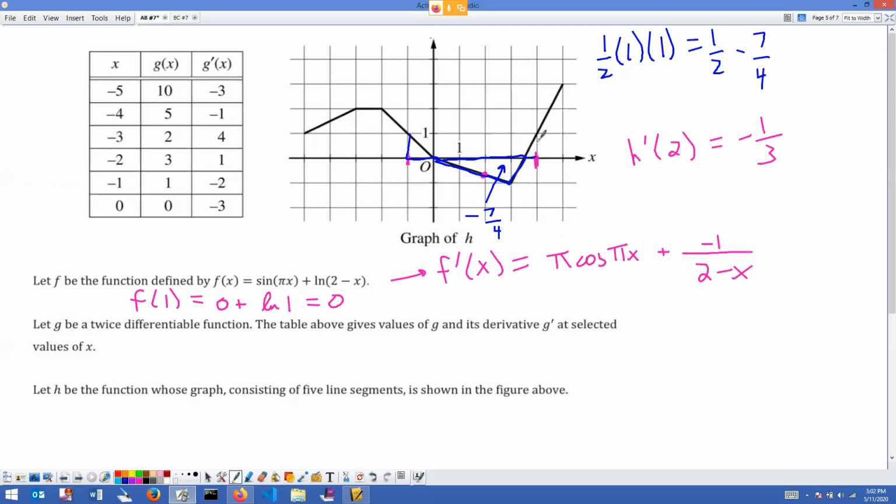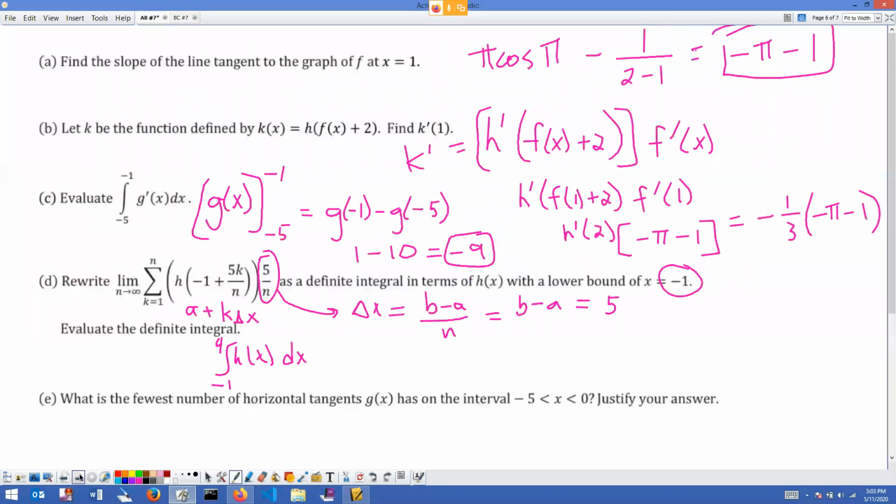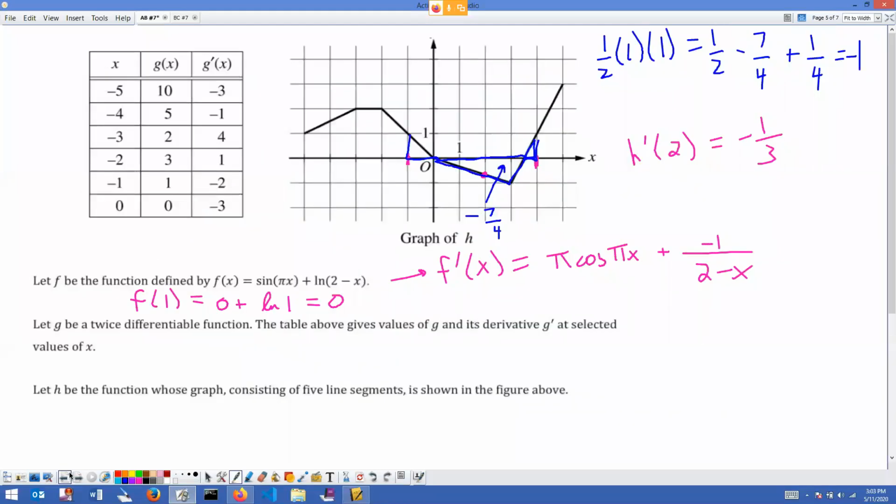And then we've got this little chunk right here, which is back above. It's got a height of 1 and a base of a half. Half of that is plus 1/4. So we've got 2/4 minus 7/4, which is -5/4, plus the 1/4, which should be -4/4 or -1. Any issues with that?